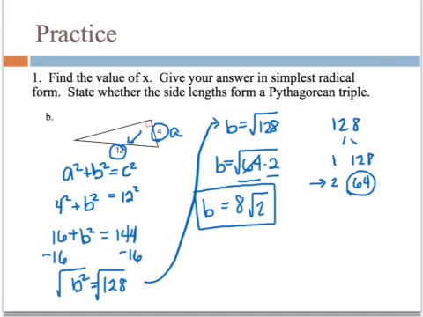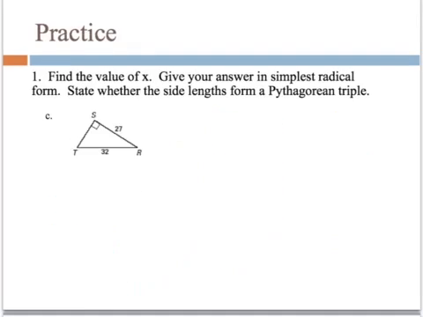Alright, the question is, does it form a Pythagorean triple? You have a side that measures 4, one side that measures 12, and the other side that would be a decimal, so no, not a triple. And I'm just going to call it not a triple. Alright, for 1c, I want you to complete this problem on your own. Come with it finished to class, please.